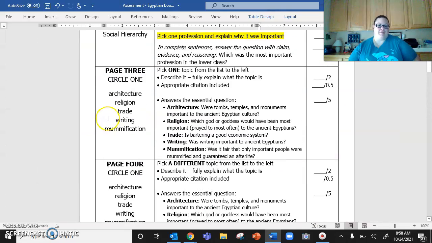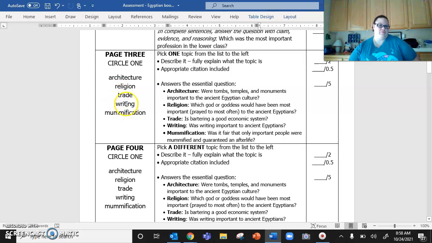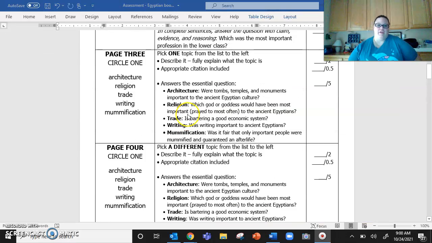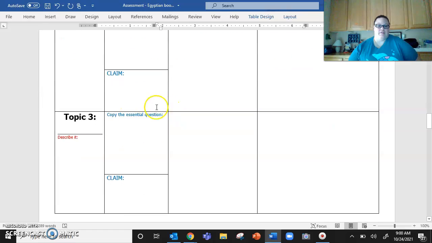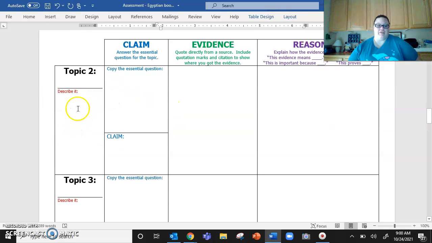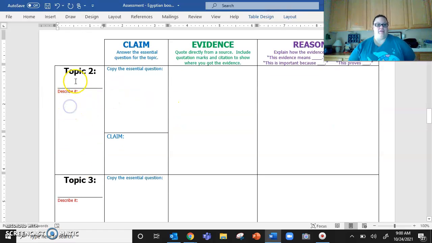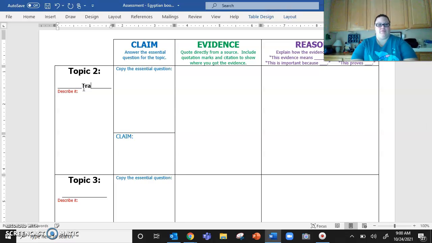So for my next topic, I chose trade. And with trade, the first thing that I need to do is describe it, fully explain what the topic is. So again, the note taker looks a little bit different, but that's what I'm going to do here. I'm going to type my topic is trade.